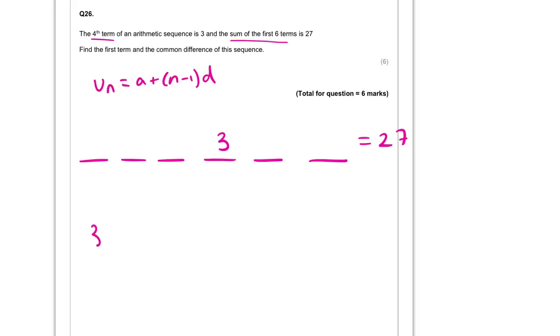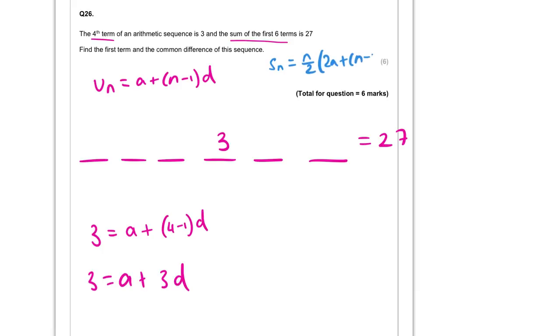So I know that 3 is the fourth term. So that's a plus 4 minus 1, lots of d. So 3 equals a plus 3d. Now the other formula is given to you. That's the sum formula. Sn equals n over 2, 2a plus n minus 1, lots of the difference.